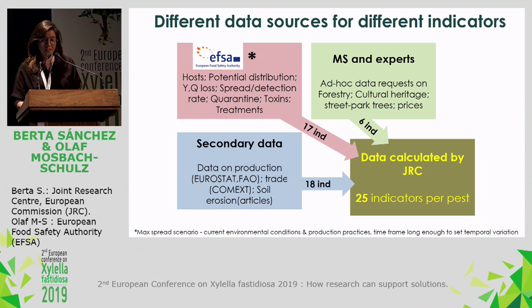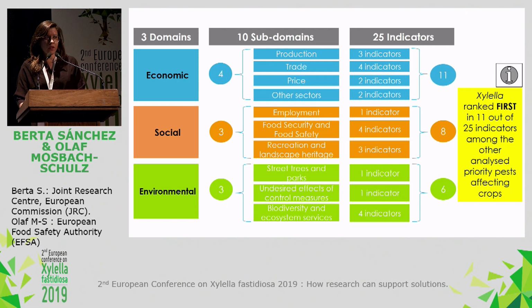And finally, when we collected all this data and prepared a data set, we estimated the 25 indicators for all the pests analyzed. Well, this is the structure of the I2P2, the impact indicator for priority pest. And as you can see, we have these 25 indicators that were reached according to the regulation criteria.